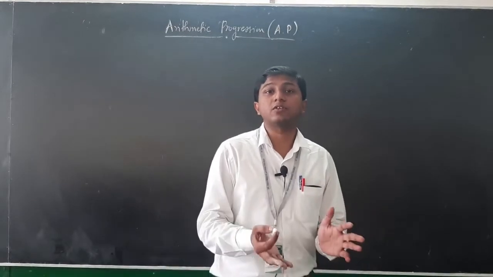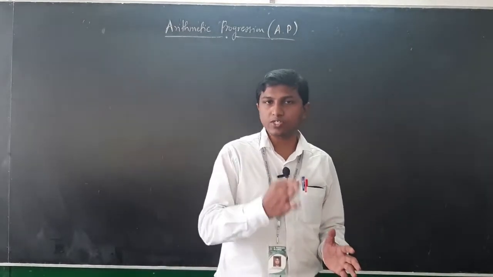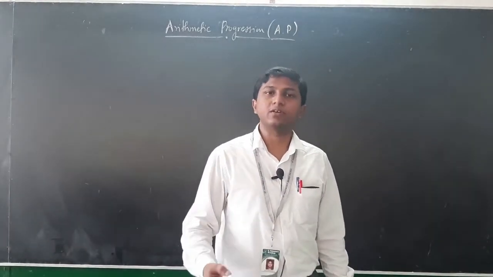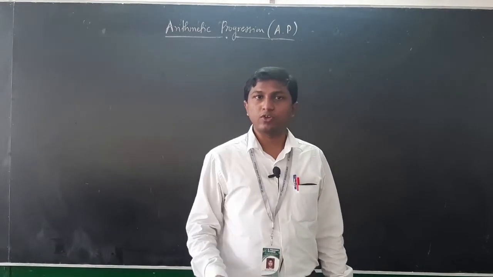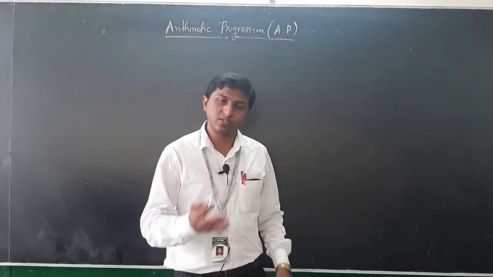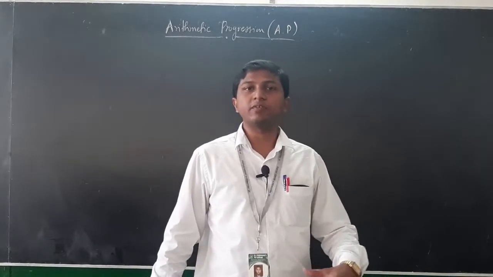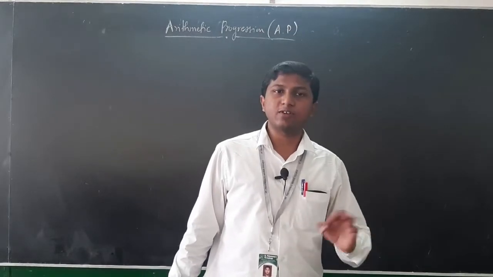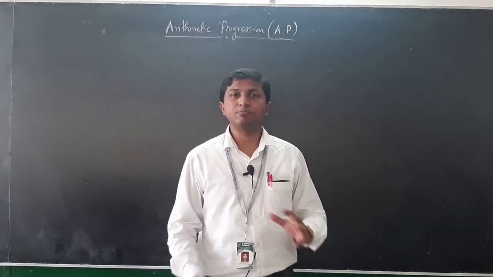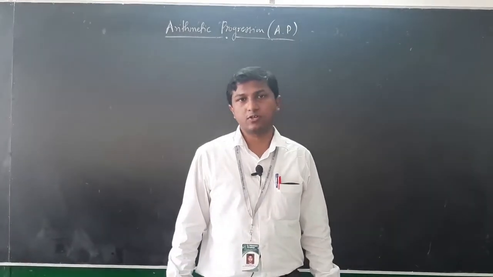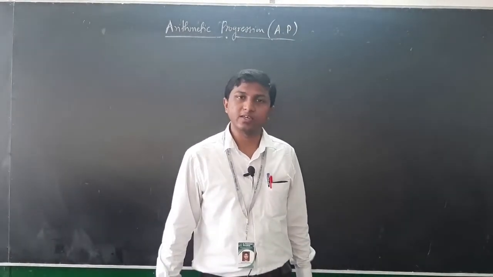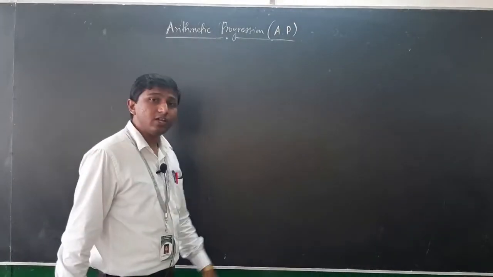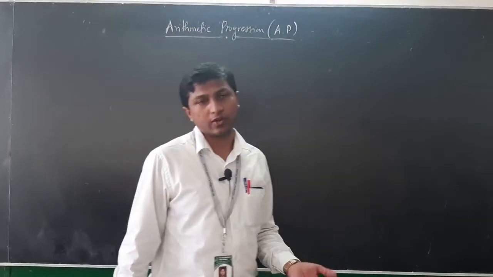But first and third terms are not consecutive because the second term is in between them. Similarly, second and fourth terms you cannot call consecutive because the third term comes in between. So there has to be the same, constant difference between any two consecutive terms. Such a sequence of numbers is said to be an AP.